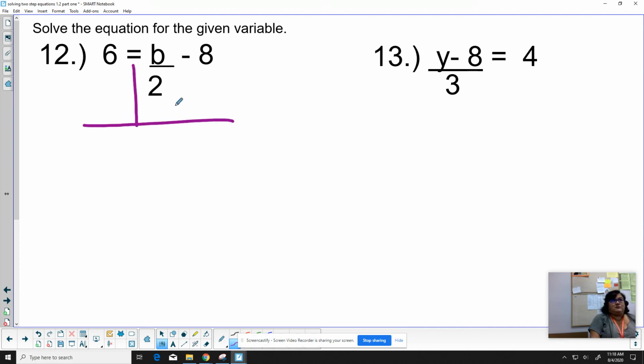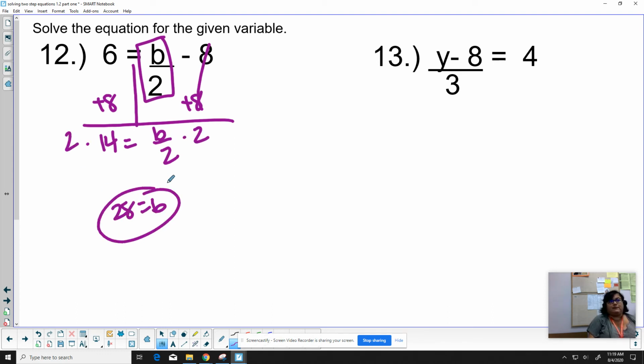Okay, so for my first step, I would add 8. This is 14. And B over 2, the whole thing drops down. Those cross out. Because this is a divide problem, I multiply by 2. And B is 28. I hope you got that right. If you did, good job.